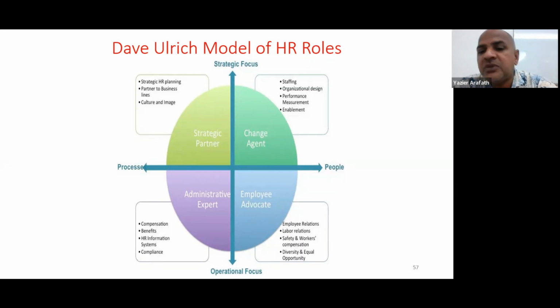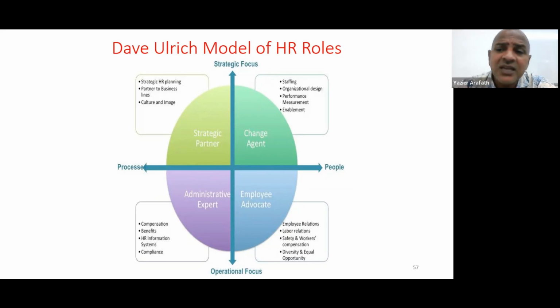And as the change agent, he will utilize, when staffing, the organizational design, performance management, enablement, everything in the area, he will always think about change. How can we bring our organization to another level? So he will be a change agent. And on the people side, he will be an advocate. So he will represent things connected with employee relations, labor relations, safety, compensation, diversity and equal opportunity. He will think about the people side.